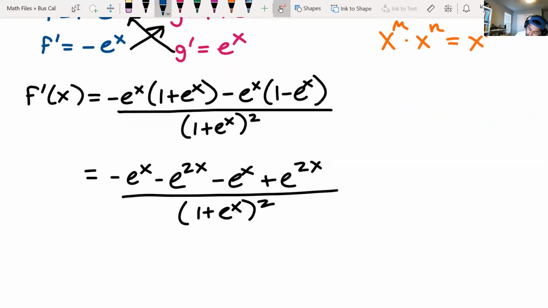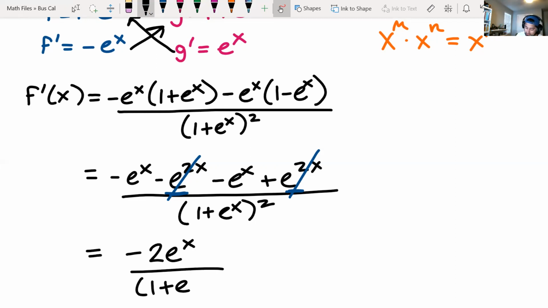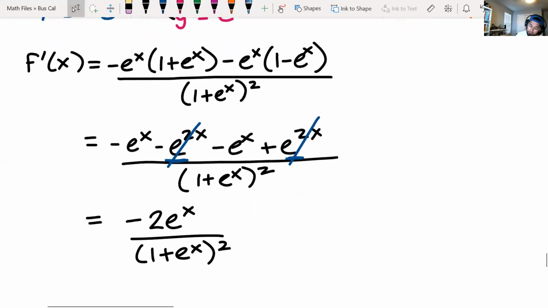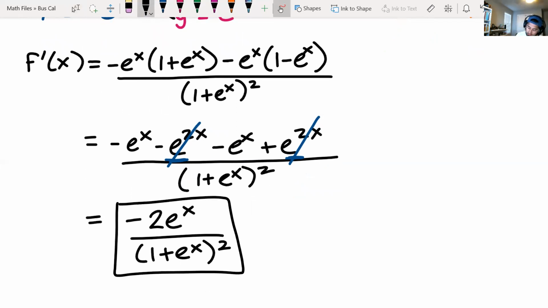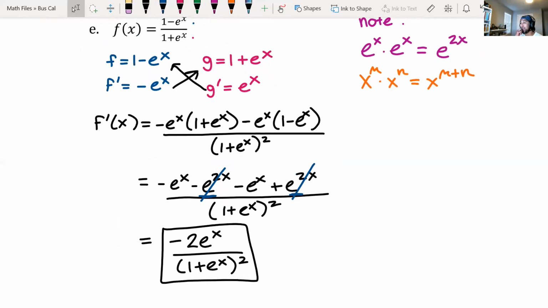One final cleanup. We see that my negative e to the 2x and my e to the 2x will cancel. And all we're left with is negative e to the x minus e to the x, which will give me negative 2e to the x over 1 plus e to the x squared. And that's it. Any questions on that one? So just remember your algebraic properties.